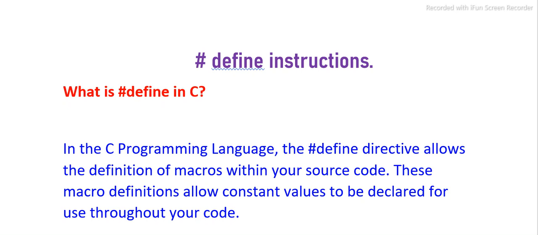These macro definitions allow constant values to be declared for use throughout the code. Means if we want to do a program where n is equal to 10, we will not always assign n in the program more than once. We will only write hashtag define n 10, means it will be 10. It will be declared at the very first of the program, and we will not have to declare that always. So it is a very helpful thing.